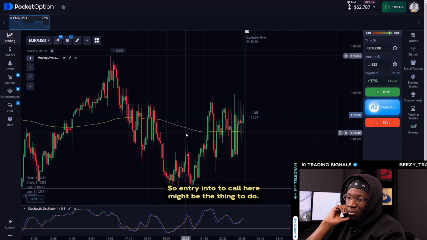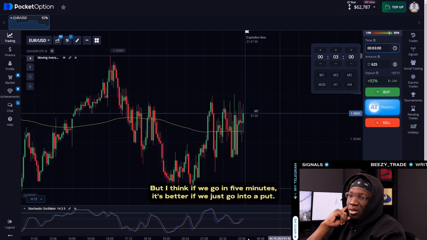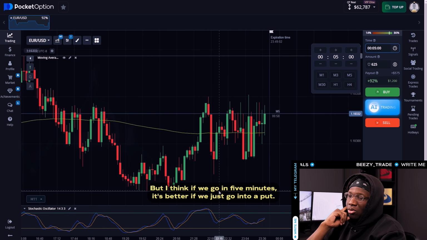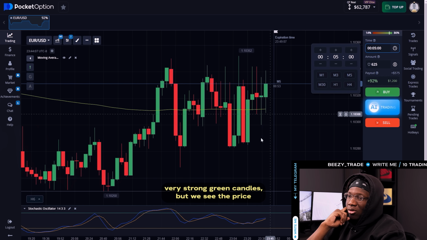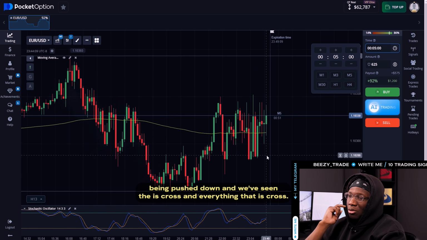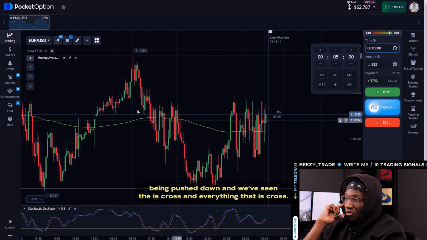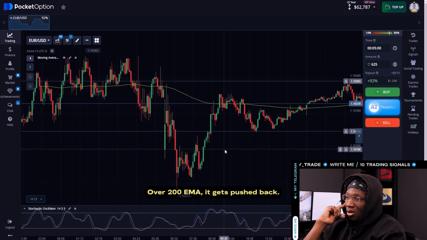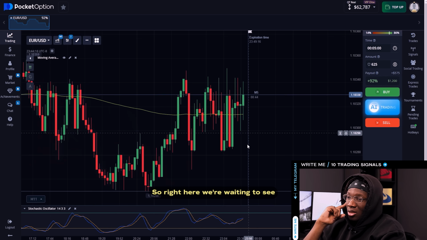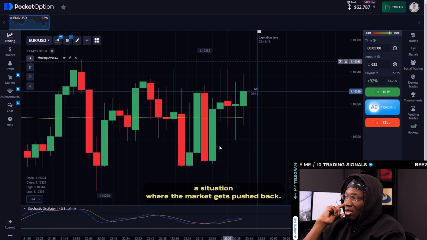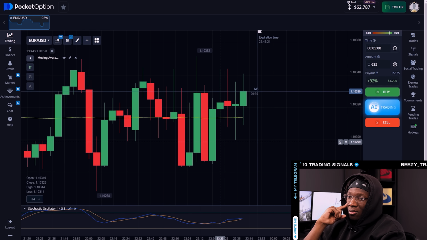So entering into a call here might be the thing to do, but I think if we're going 5 minutes, it's better if we just go into a put, in my opinion, despite the fact that we see very strong green candles, but we've seen that price being pushed down, and we've seen that it's crossed, and every time that it's crossed over 200 EMA, it gets pushed back. So right here, we're waiting to see a situation where the market gets pushed back right here.